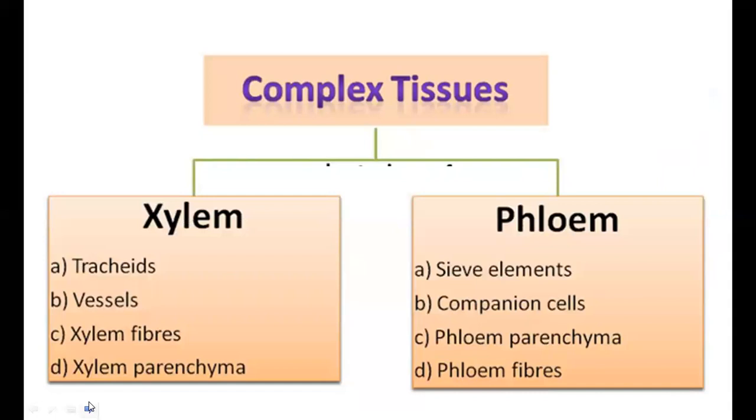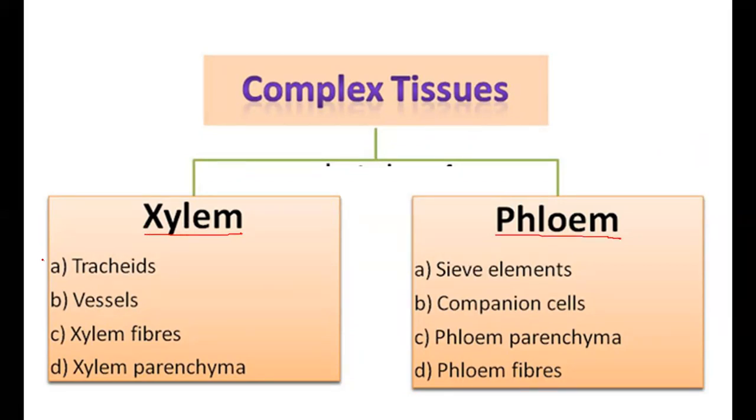Now we move to the next part, that is complex tissue. What is the basic difference between complex tissue and simple permanent tissue? Simple permanent tissue is made up of only one type of cell, whereas complex permanent tissue is made up of different types of cells. Complex permanent tissue is basically of two types. One is xylem, another is phloem.